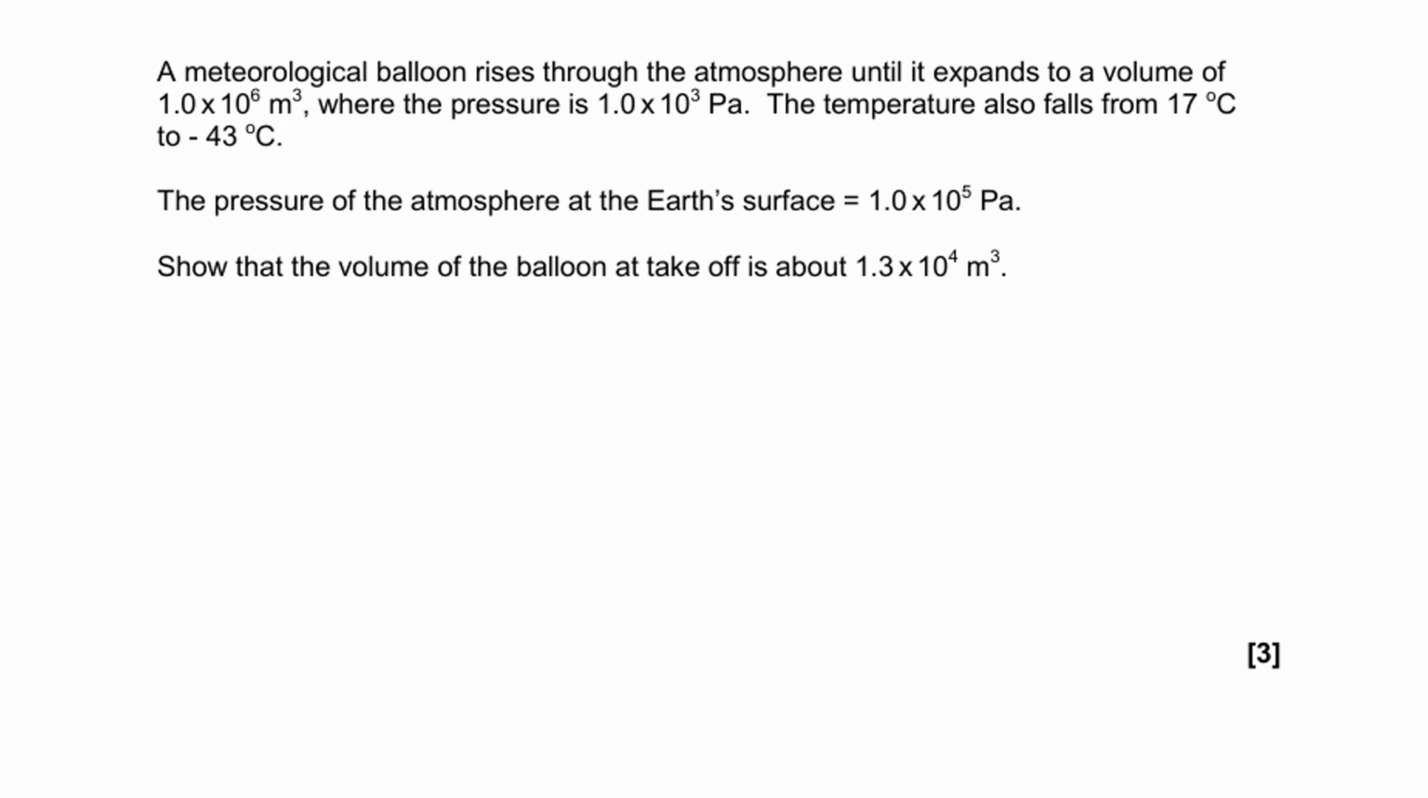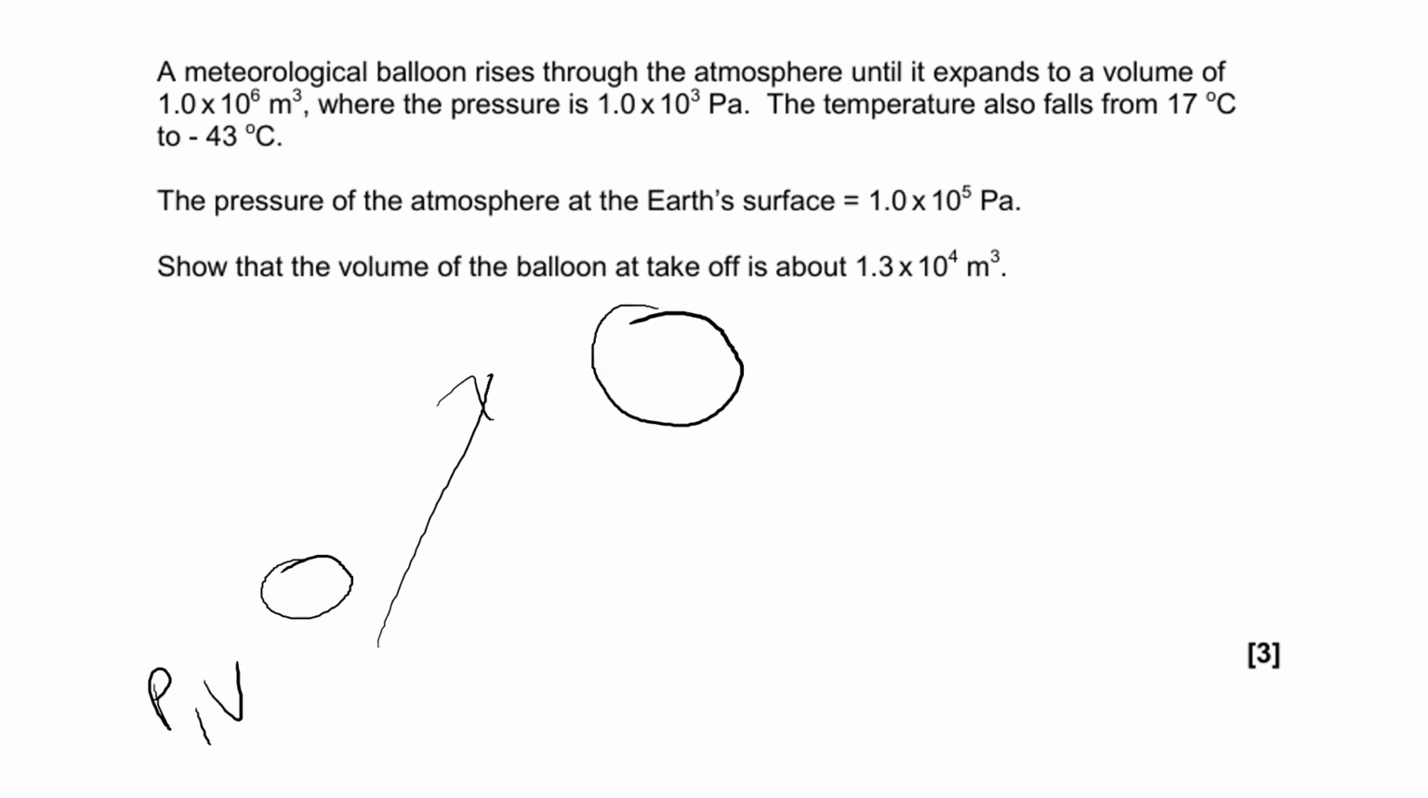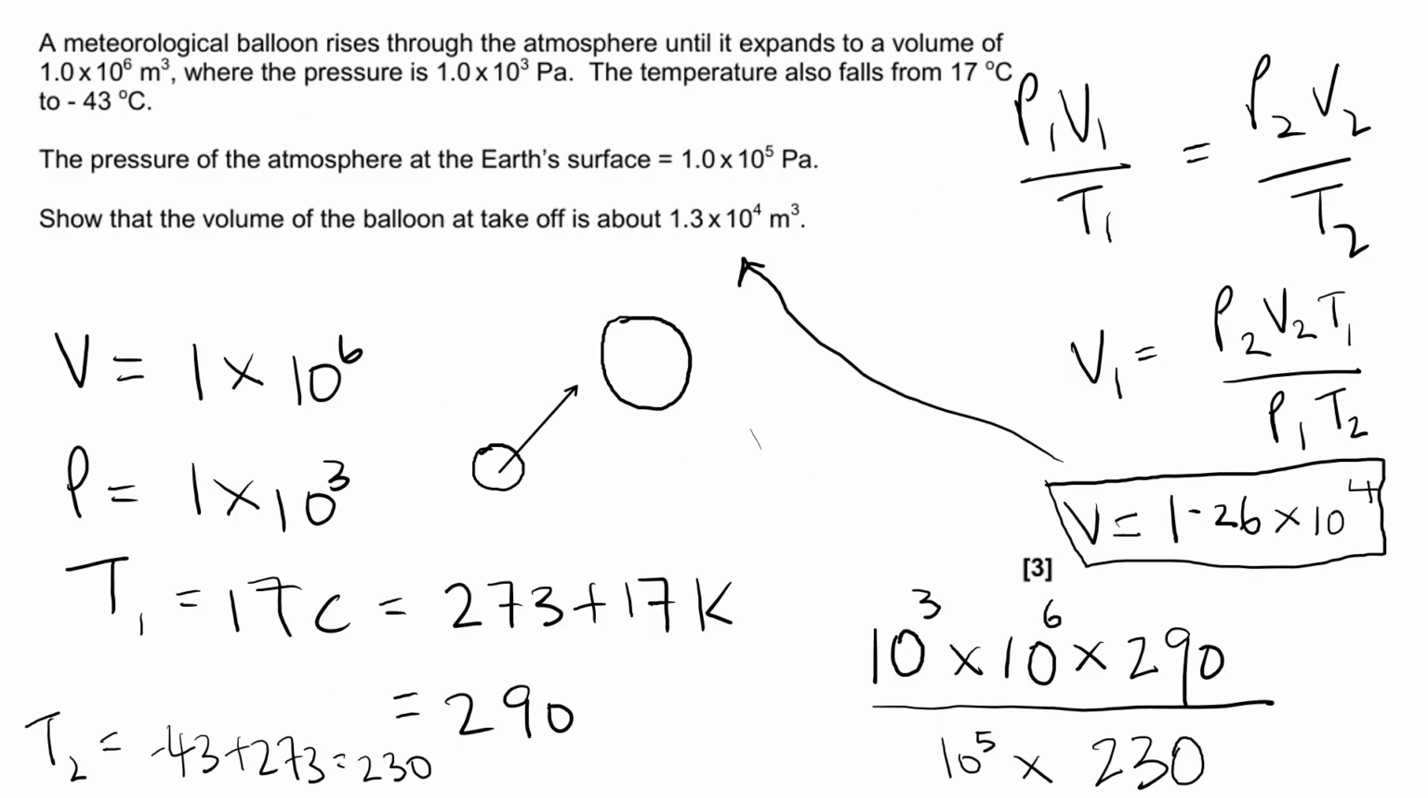So what we have in this situation, you've got a balloon, and then it's rising up, and then it is expanding. So at the start, you've got P1, V1, T1, and then at the end, you've got P2, V2, T2, right? So let's just write all that down. Your second volume is 10 to the 6. Your second pressure is 1000, but your initial temperature is 17, because it went from 17 to minus 43.